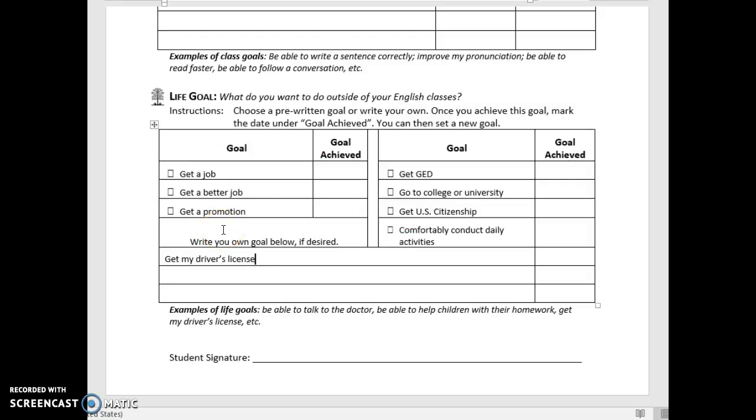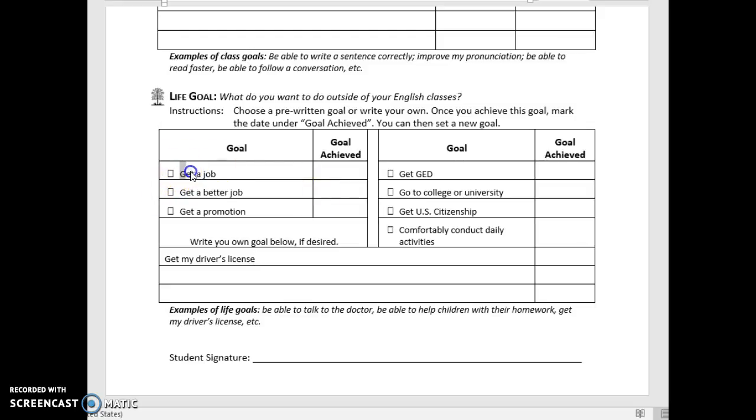Now, if your students are like my students, it will be very difficult for them to choose just one because they want to get a job, they want to go to college, they want to get US citizenship, and they want to be comfortable in their daily lives. And so all of these things are important to them. Allow the students to select the goals that they want and help them work to achieve it. But once they do achieve something, help them mark off on there that it has been achieved and write the semester when it was achieved.